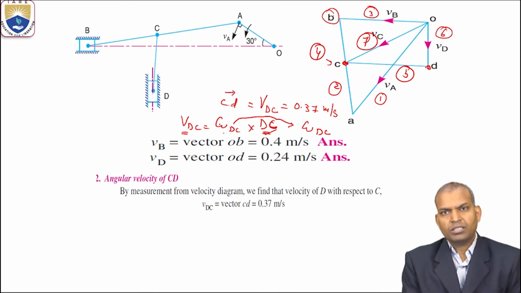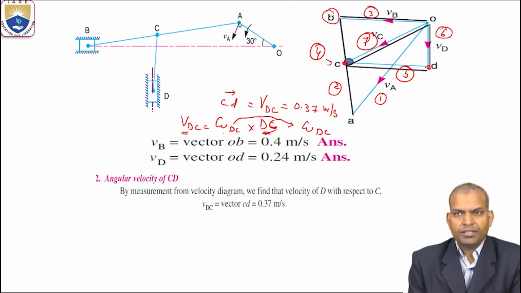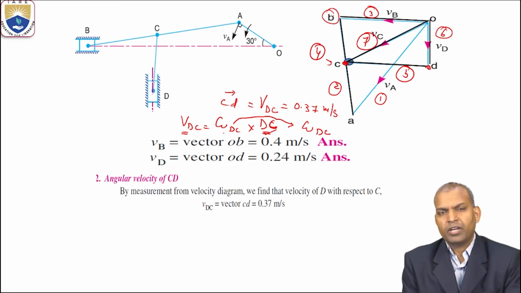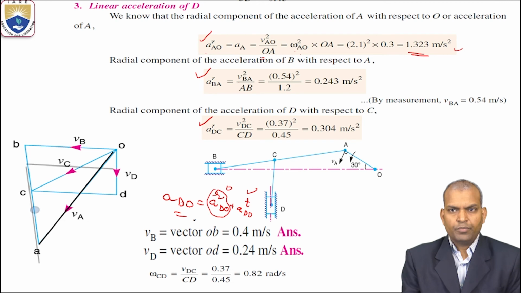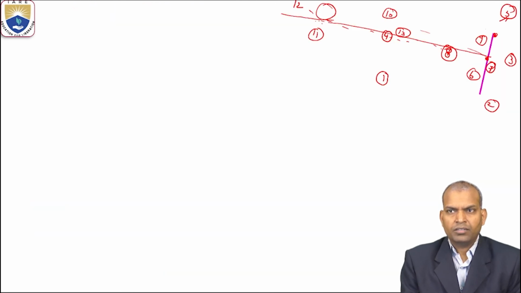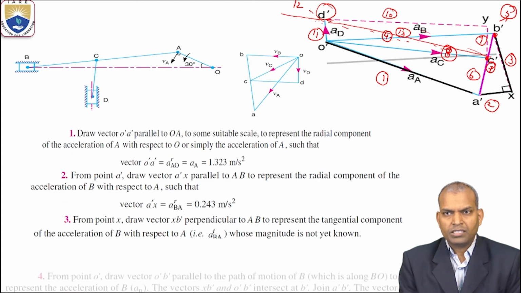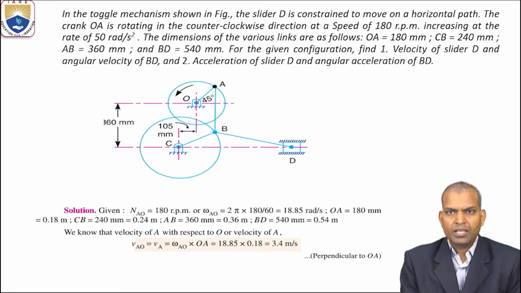So thus we have to draw both velocity and acceleration diagrams, and we can find the velocity and acceleration values of various links of a given mechanism. So for the second problem, let us go for the next case. We are going to study the second case, one of the mechanisms called the toggle chain mechanism.